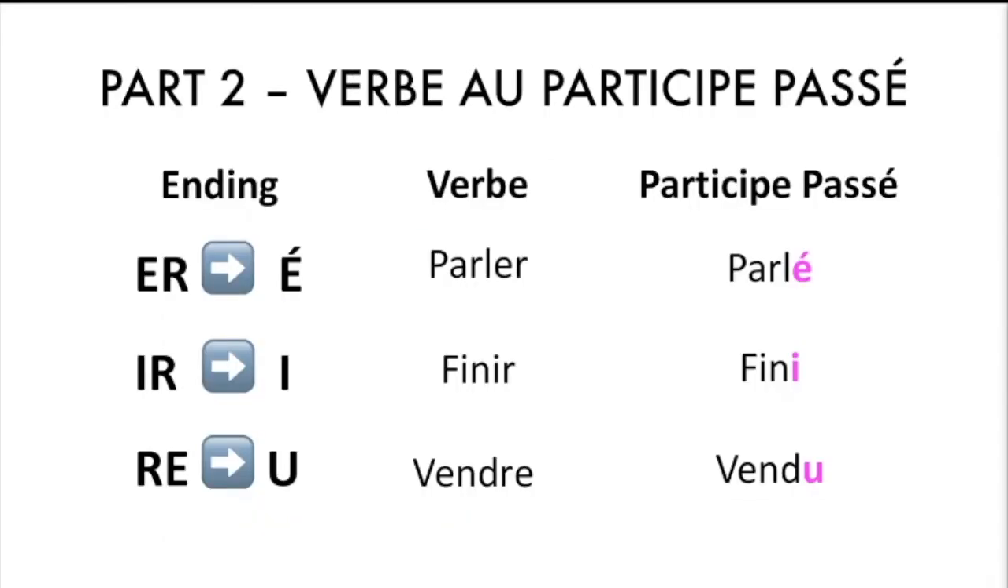So the first part, you really don't need to do anything except remember how avoir is conjugated in the present tense. Alright, so part 2 of making the passé composé, we need to get the verb at its participe passé, so the past participle in English. Now, don't worry if you don't know what that means, because I'll show you what it means in French, and it'll be a lot more simple.